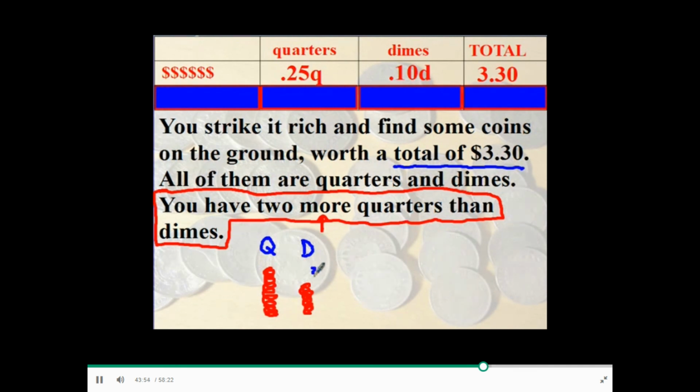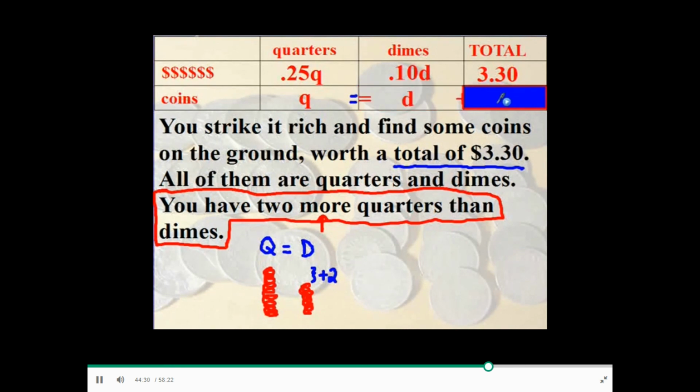So here I notice that my dime stack is a little bit shorter than my quarters stack. So how much shorter is it? Well, it's 2 coins shorter. So in order to make these equal, I would have to add 2 coins to the dime stack to make them equal sizes, to make the dime stack have as many coins as the quarter stack. So for this equation, I would have Q equals D plus 2. Look at that, we already have the equation for us. So for my number of coins, I've got Q equals D plus 2.